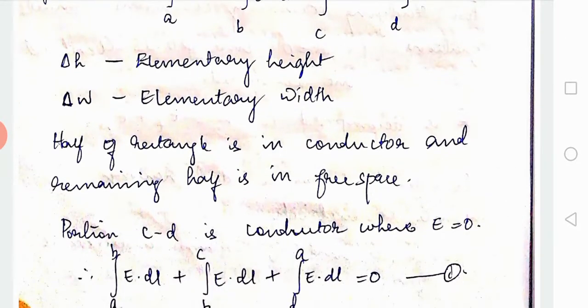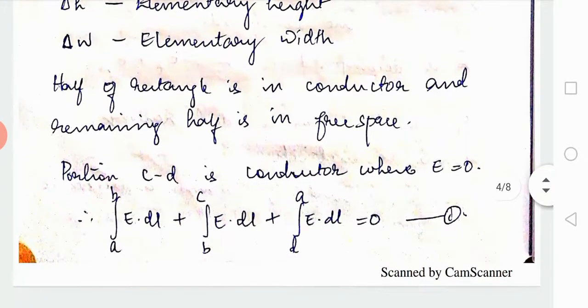So the CD path can be made equal to 0. Why? Because E is 0 in the conductor. So the equation becomes integral AB E dl plus integral BC E dl plus integral DA E dl equal to 0, and integral CD E dl is equal to 0 as E is 0. So it is not included in this.